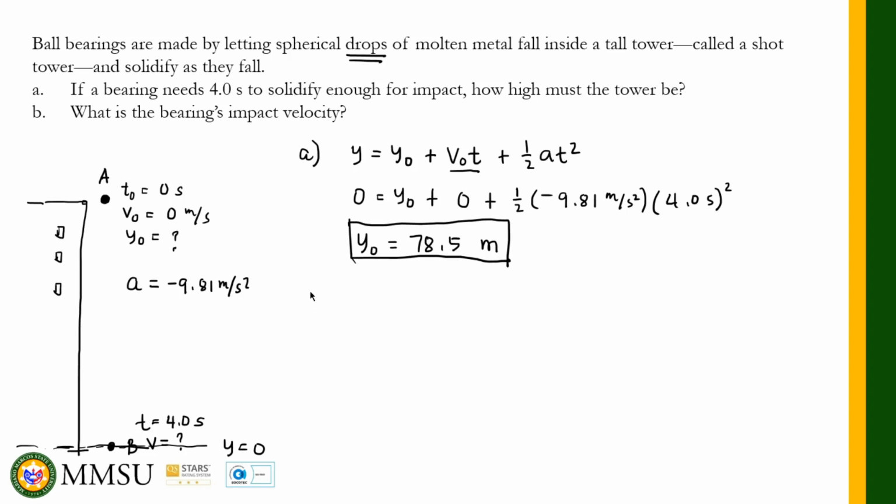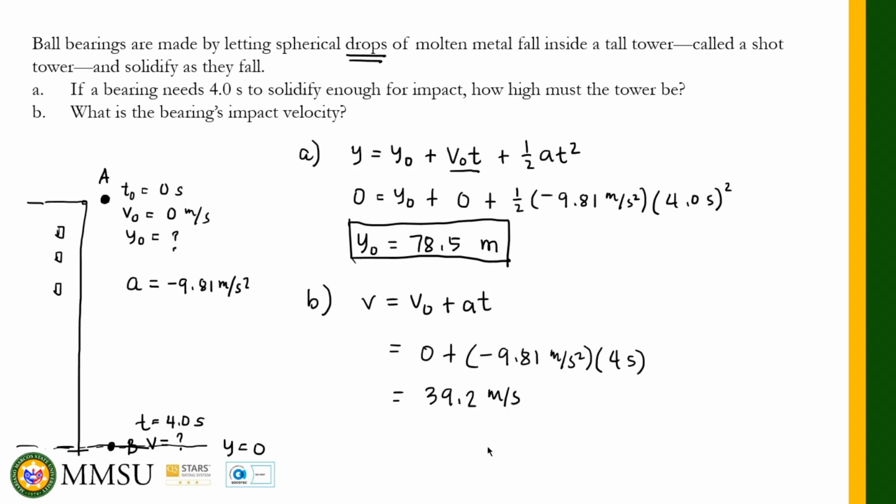Okay, let's try to answer letter B. What is the bearing's impact velocity? All right, so the velocity on the ground is the velocity at point B. To answer this one, let us use the most basic formula. Velocity is velocity initial plus acceleration times time. We know that the initial velocity is 0. So the velocity is 0 plus the acceleration, negative 9.81 meters per second square, times the time, 4 seconds. The answer is just the product of 9.81 and 4, so we have 39.24, rounded to 1 decimal place, 39.2 meters per second. This is now the impact velocity of the object.